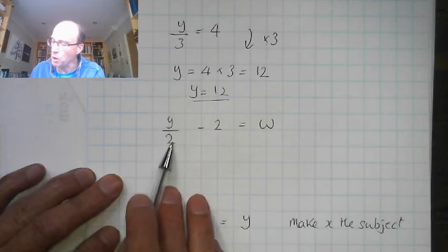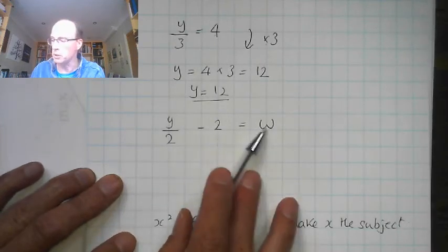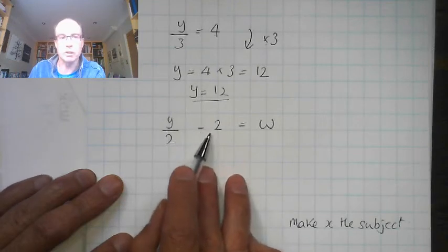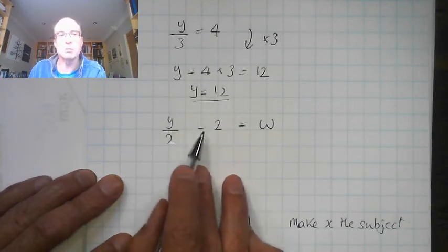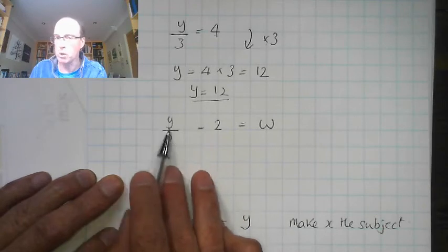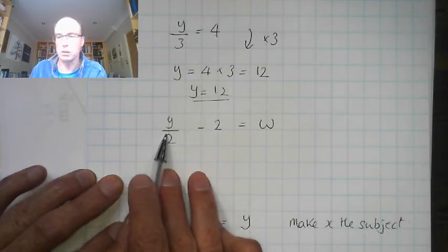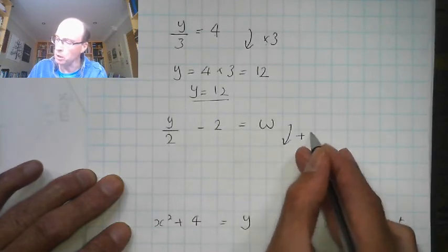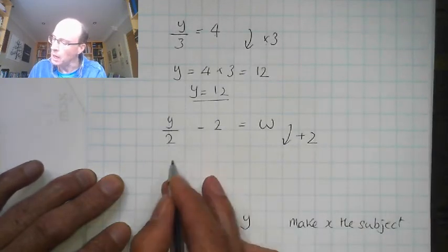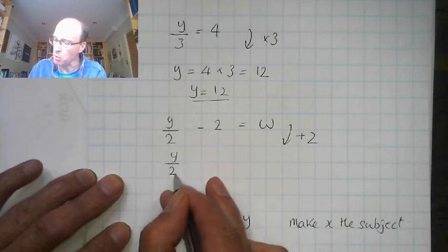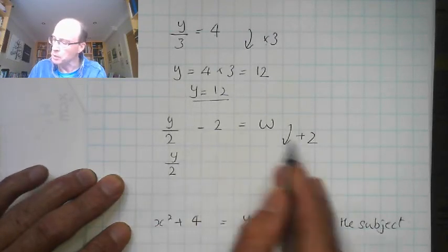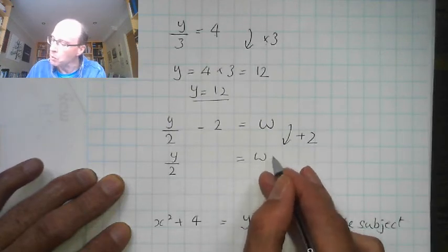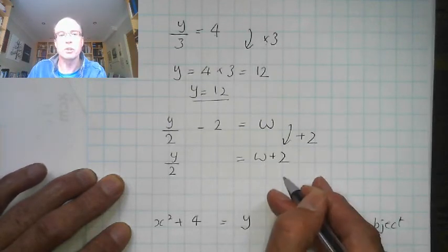Next one, we've got y divided by 2, subtract 2 is equal to w. Again, this time I want to get rid of this, take away 2 first. The adding and the subtracting, sort those out before you work out either a division or a multiplication. So I want to do the opposite of subtract 2. That's going to be to add 2. So on the left hand side I've got my y divided by 2. Subtract 2, add 2, it's going to cancel. That's why I've added the 2 in the first place. And I've got w plus 2.